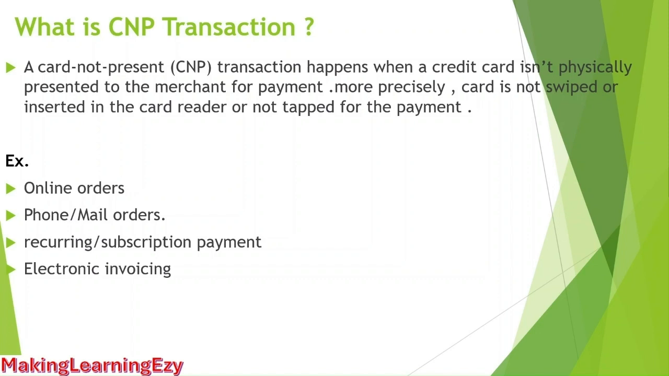Card not present, or CNP, transaction happens when a credit card or debit card is not physically presented to the merchant for the payment. More precisely, the card is not swiped or inserted in the card reader or not tapped for the payment. Examples of CNP transactions are online orders. In online orders, you visit the e-commerce website and you place an order with card payment. So in an online order, you don't give your card to the merchant. You just enter all the details on the website itself and submit the payment.